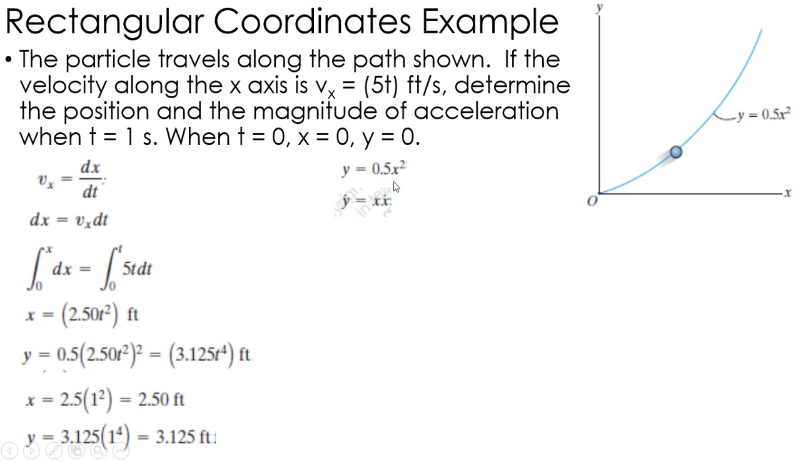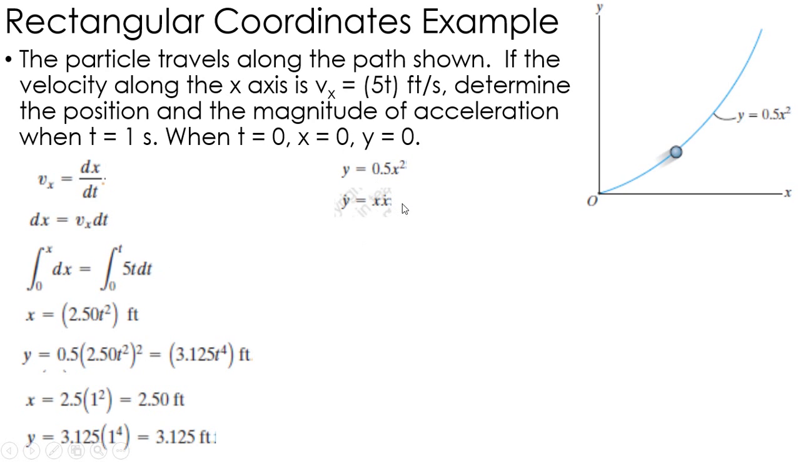X squared is the same as x times x. I'm going to use the chain rule on that, which is effectively x times x dot plus x dot times x. That's the time derivative of one times the other, plus the other times the time derivative of the first. So I have x dot, dx/dt, times x plus x times x dot, or 2 x dot x. So I have 2 x dot x times 0.5, and I'm left with x times x dot.